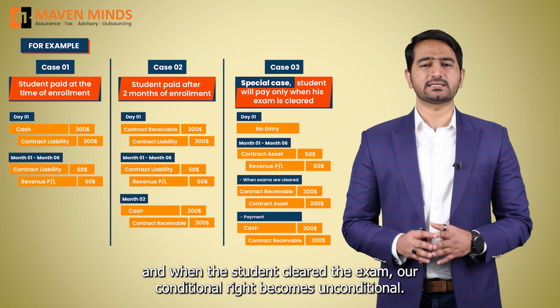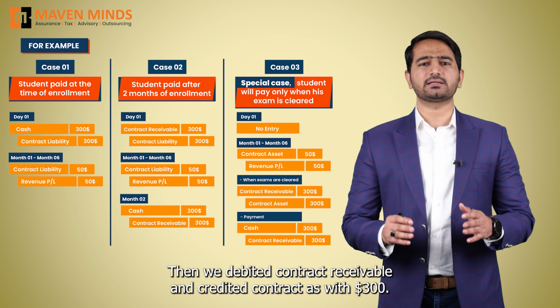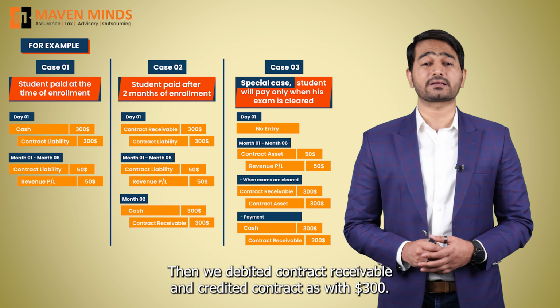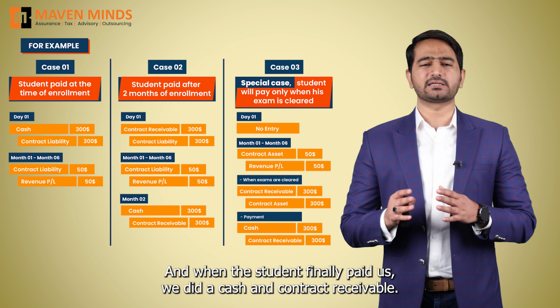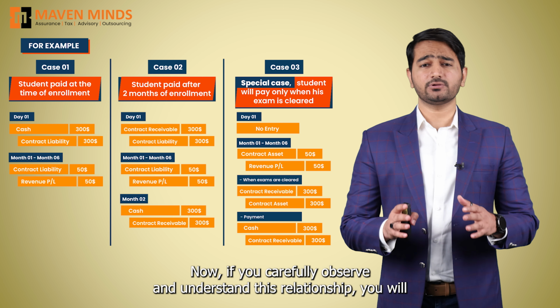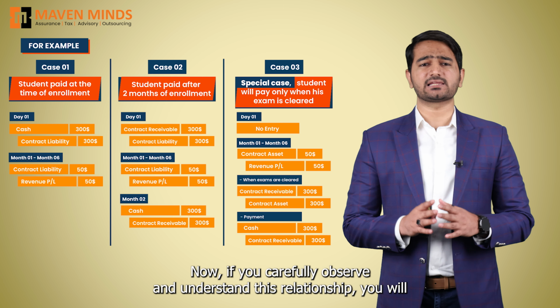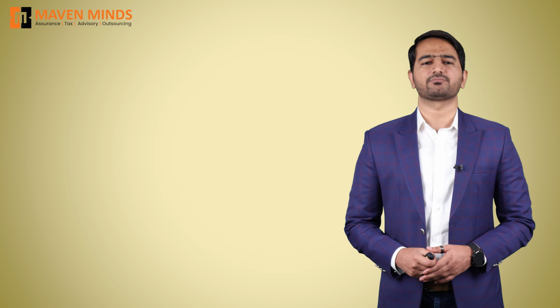And when the student cleared the exam, our conditional right became unconditional. Then we debited contract receivable and credited contract asset with $300. And when the student finally paid us, we debited cash and credited contract receivable. Now, if you carefully observe and understand this relationship, you will understand the concept of contract asset, contract liability and contract receivable very well. Now, let's cover the definition of these terms under IFRS 15.